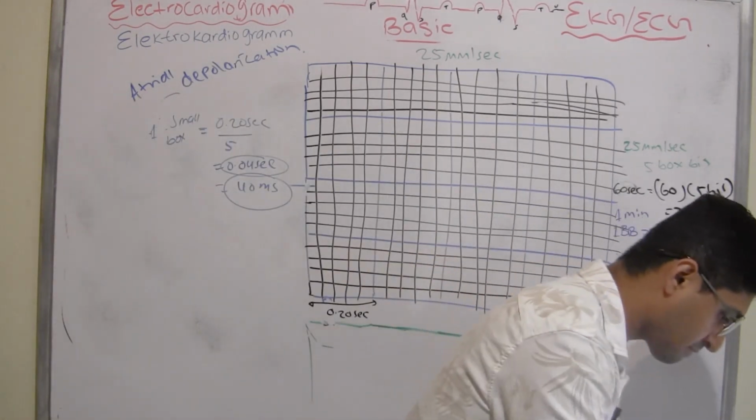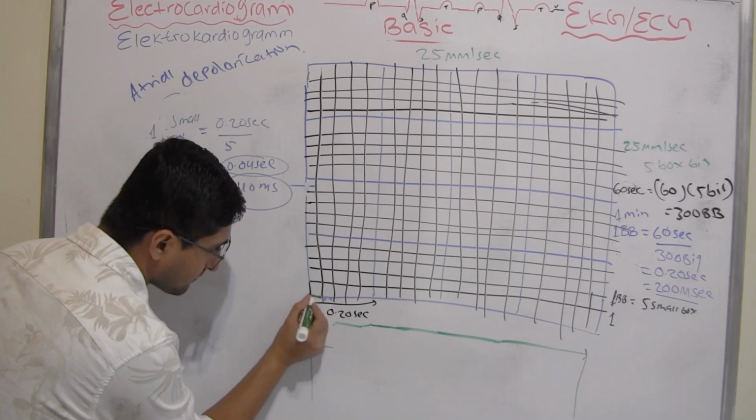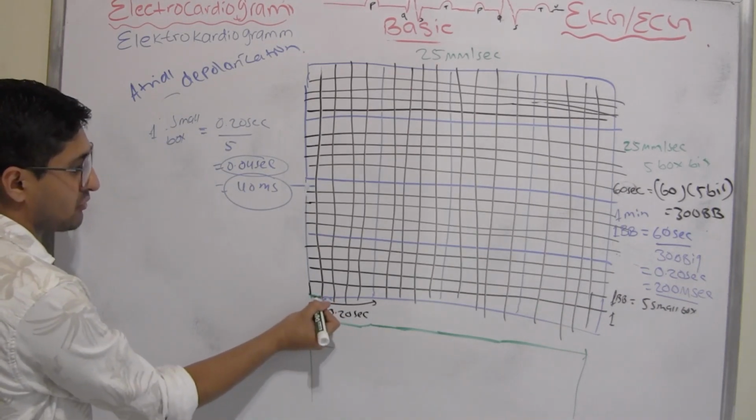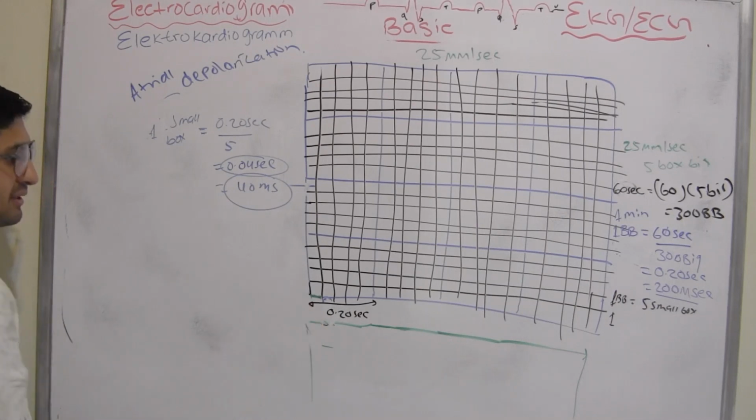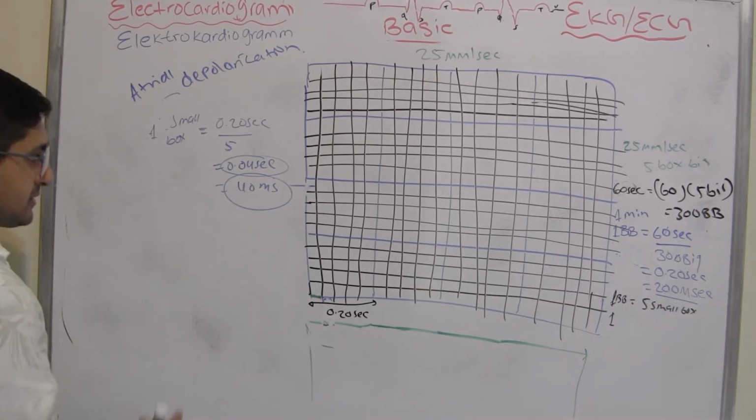Let's use a different color now. Let me use black and red. This small box, from here to here, is about 0.04 seconds or 40 milliseconds. That's what it means. Okay? This is what it means.